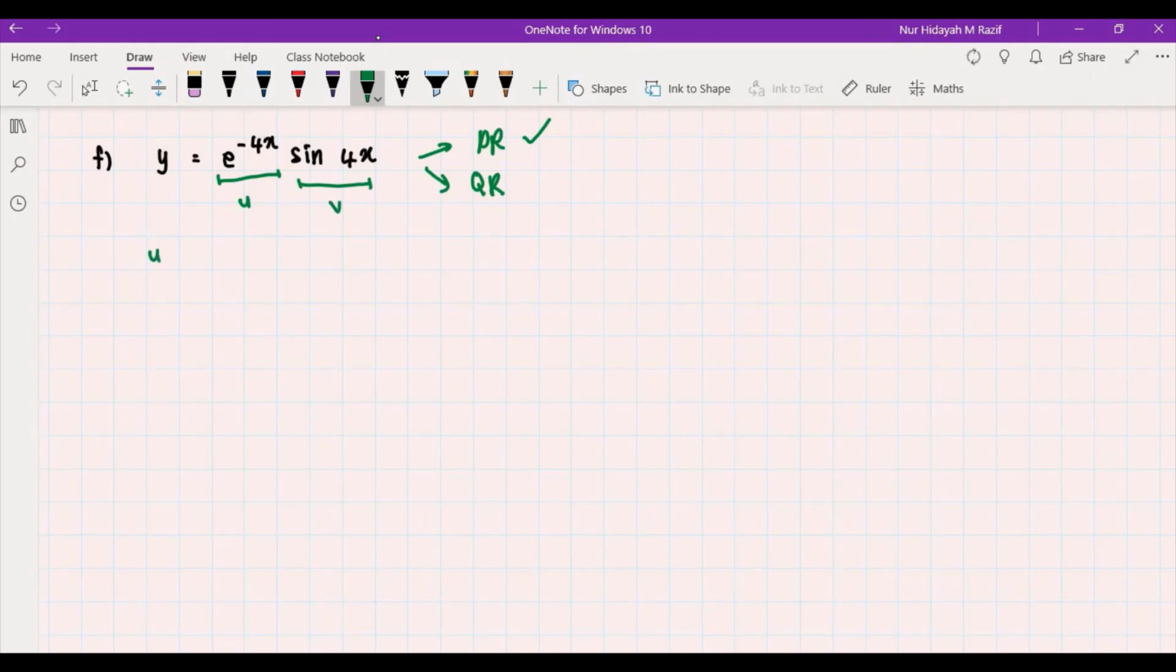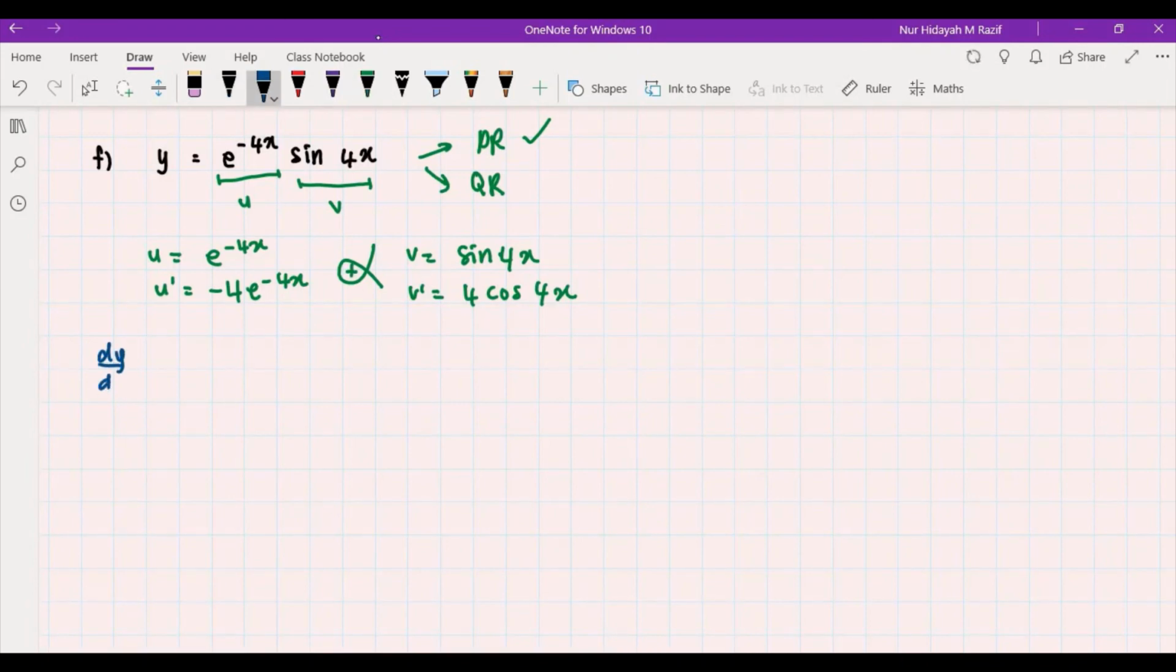After that, we just need to find u prime and v prime. So differentiating e power of negative 4x will give me negative 4 e power of negative 4x, and differentiating sine 4x will give me 4 cos 4x. If we put into the formula for product rule, I will then have here dy dx is equal to u prime v plus u v prime, and hence we will have sine 4x multiplied by negative 4 e power of negative 4x, and then plus e power of negative 4x multiplied by 4 cos 4x.